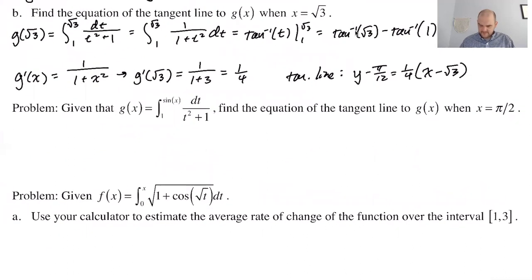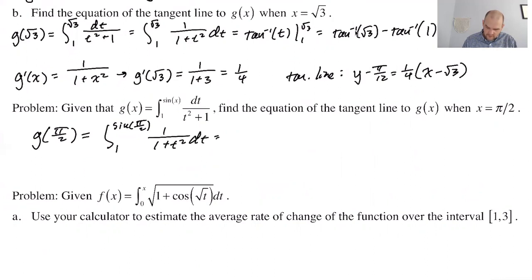So let's see if we can do this. We need to find g of pi over 2. This is the same basic question, I guess. So g of pi over 2 is going to be the integral from 1 to the sine of pi over 2, which is a good thing, because if you know the sine of pi over 2, you know that that's 1. From 1 to 1 means we're just going to get 0 there. So that's good.